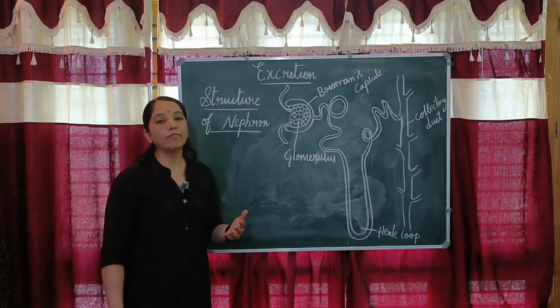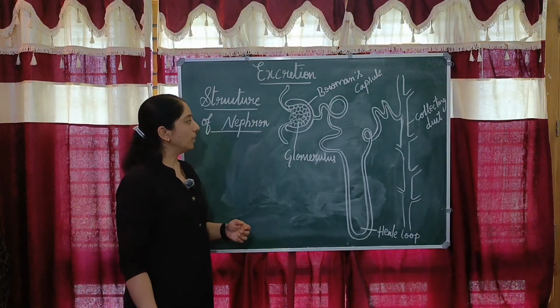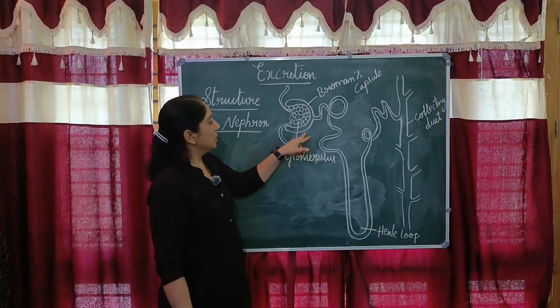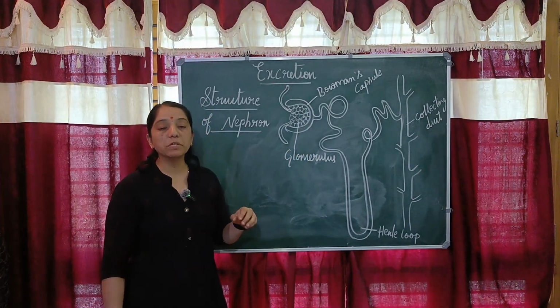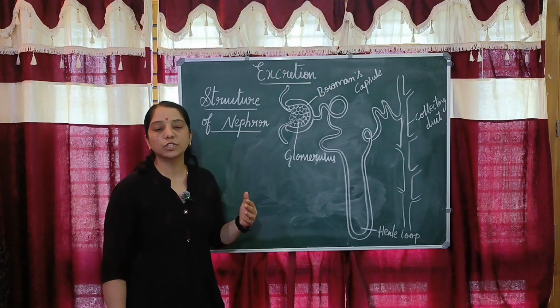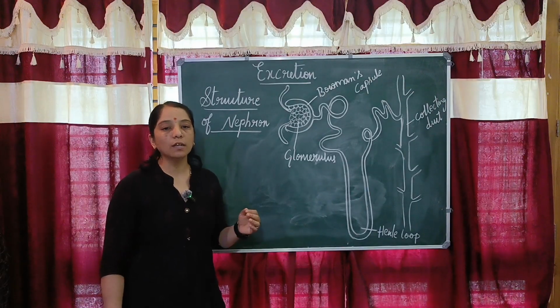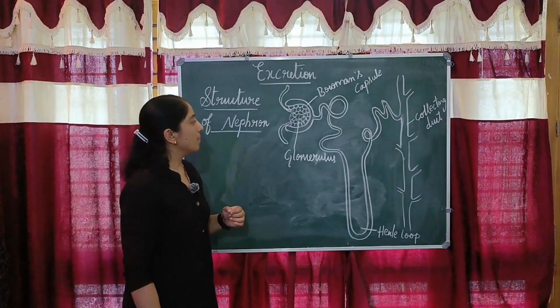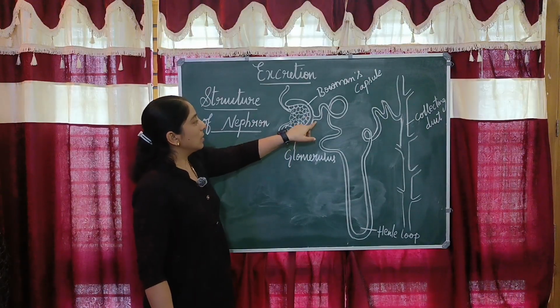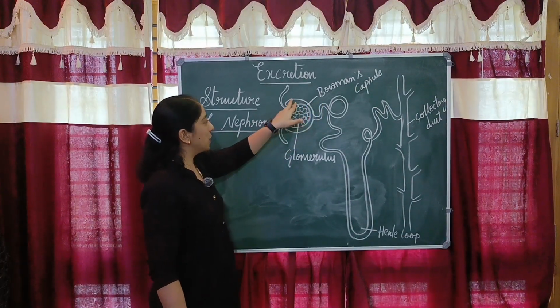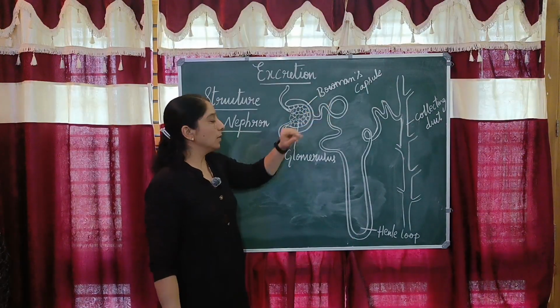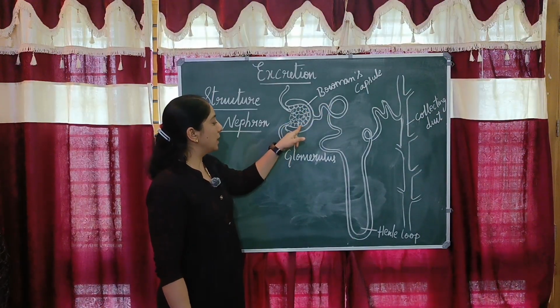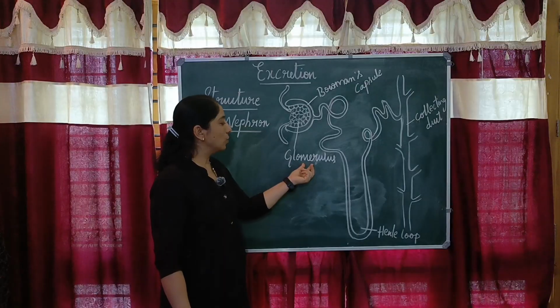Then what is the main function of the nephron? See here, we already mentioned the filtration unit, that means millions of nephrons which are present in the kidney, these we consider as filtration units. So this nephron consists of a cup-shaped structure, we call it Bowman's capsule. This consists of capillaries called the glomerulus.